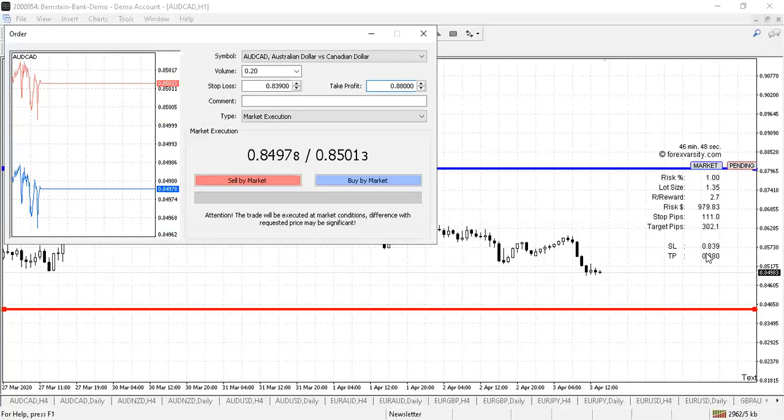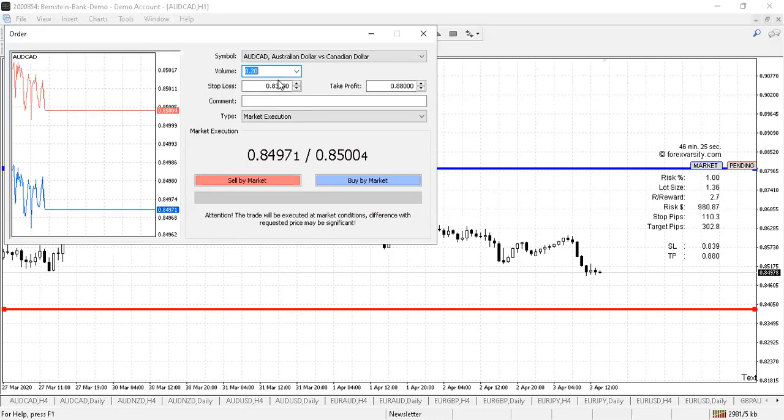Then you obviously have to tell it whether you're going to buy or sell. So this is an example of a buy trade because the blue line is above the current market price. The only other thing that we have to tell it is the volume or the lot size. That's obviously going to be dependent on your account size and how much you want to risk per trade. You'll see details of how to work it out manually in the manual that you got from the course.